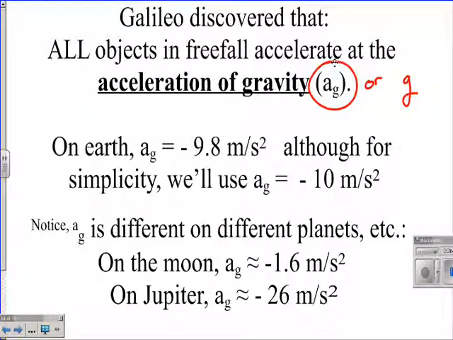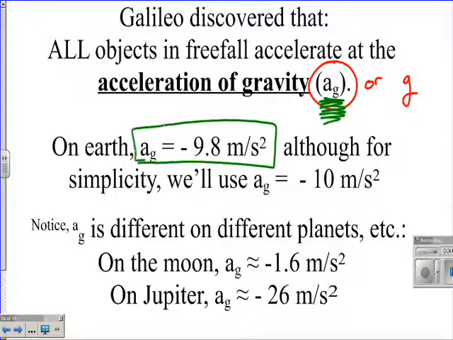But so we're going to use AG, and it stands for acceleration of gravity. All right? On Earth, it turns out that the acceleration of gravity for all objects is negative 9.8 meters a second squared. Okay? Now, for simplicity, just so that we can get through discussions quicker, we're going to just round that off to negative 10.